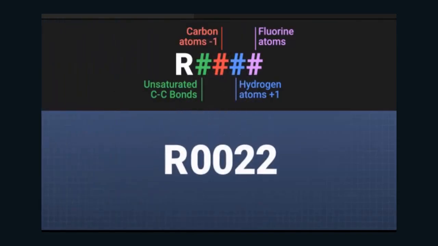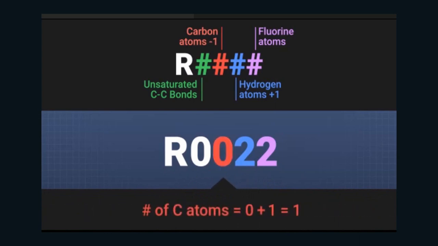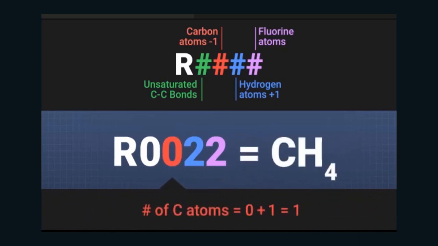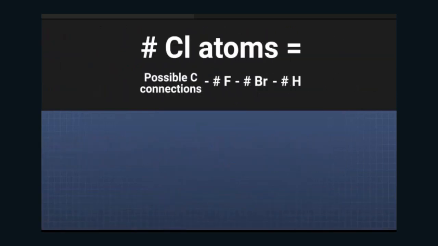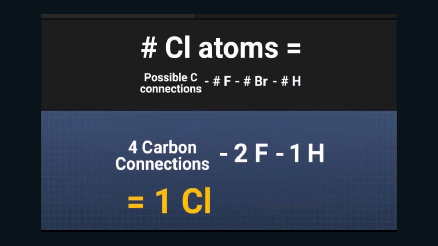Based on these rules, a molecule of refrigerant R22, or HCFC 22, has 2 fluorine atoms, 1 hydrogen atom, and 1 carbon atom. One carbon means that it is a methane derivative, so it can have 4 carbon-connected atoms. The number of chlorine atoms can then be calculated as follows. 4 carbon-connected atoms minus 2 fluorine atoms minus 1 hydrogen atom equals 1 chlorine atom. This means that R22 refrigerant is CHClF2, chlorodifluoromethane.